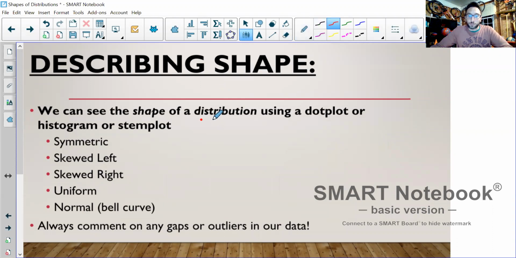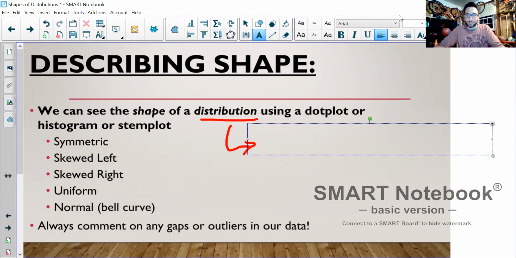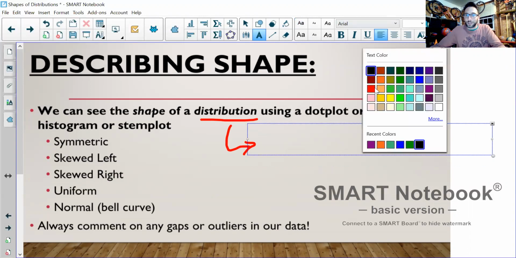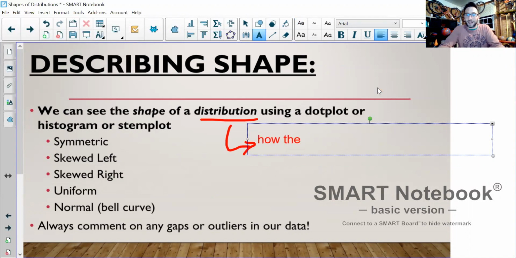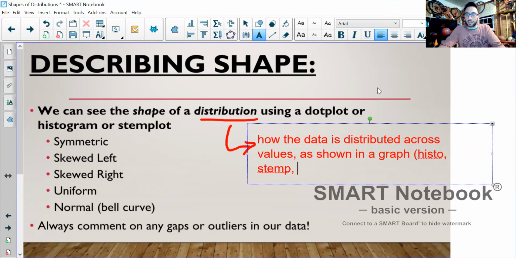When we keep saying this word distribution, I don't really like what I'm about to do because I'm going to use the word distributed in my definition, but we're talking about how the data is distributed across values as shown in a graph, a graphical display. Well, that's our histogram, stem plot, or dot plot.